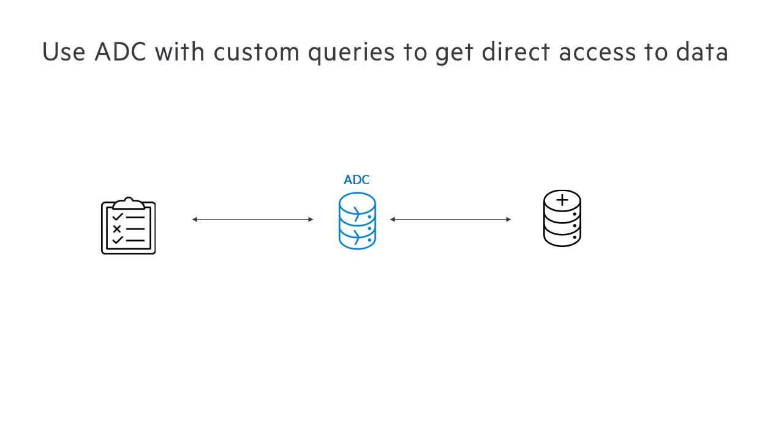You need direct access to data to make good business decisions. Corticon's Advanced Data Connector, or ADC, with custom queries can help. Using ADC, you can efficiently read and write data from a variety of databases to enhance your business rules.